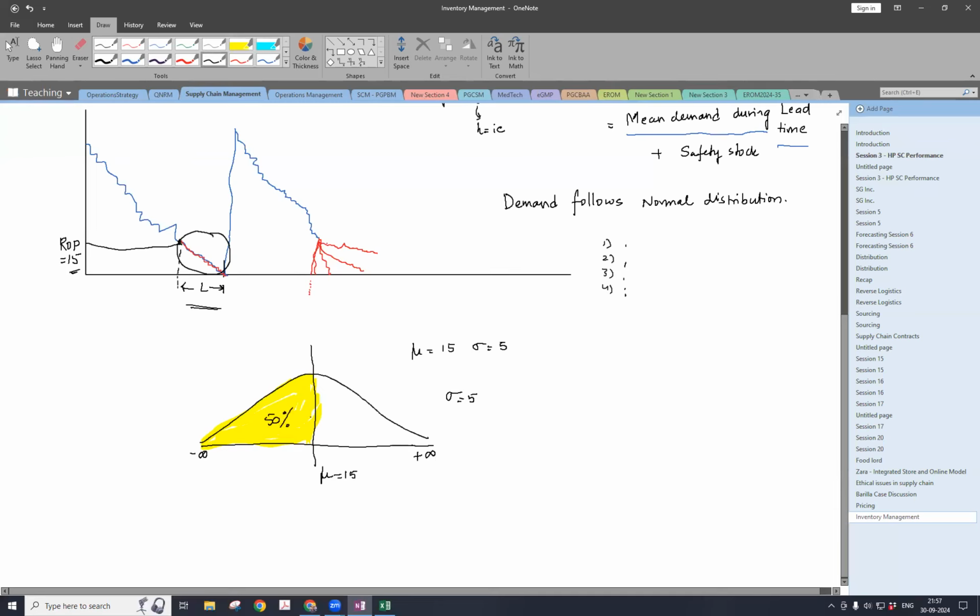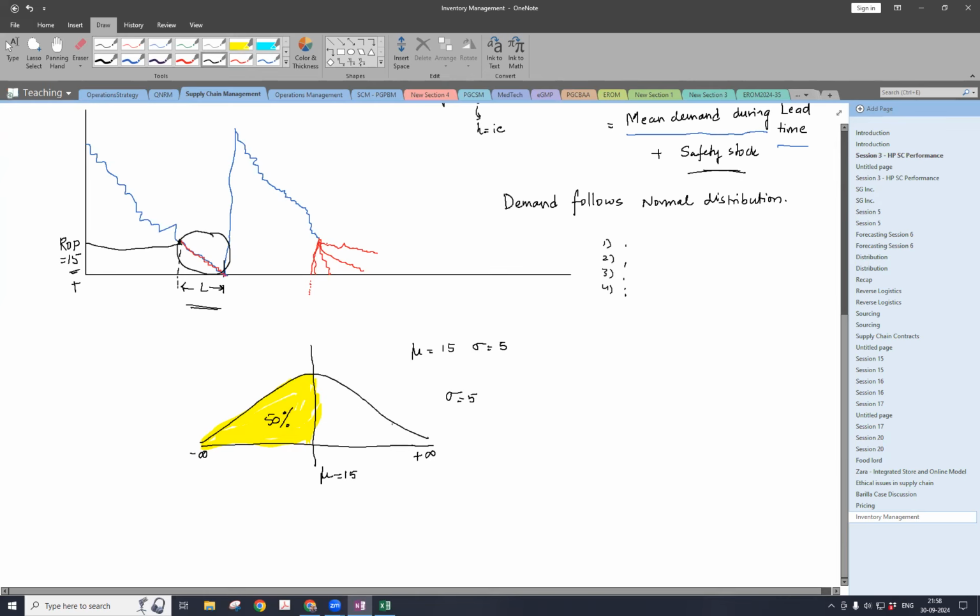But what if the demand happens to be slightly more than this? What if it is 16? What if it is 18? What if it is 20 or 25? Then we are not able to meet that demand. Now, how do we meet that particular demand? The way to meet it is to work with this safety stock. The safety stock is the extra that we add to this reorder point, which is going to increase our chances of meeting the demand.